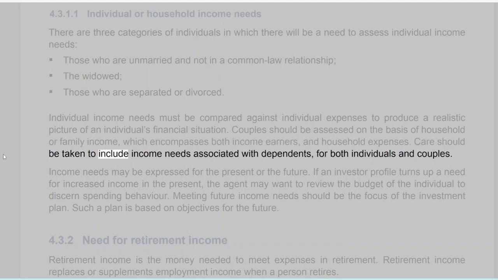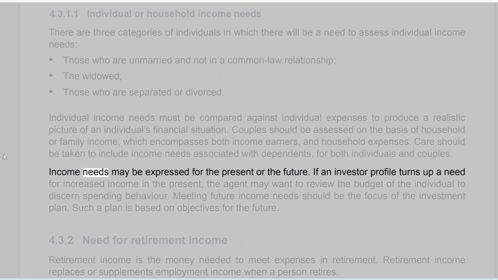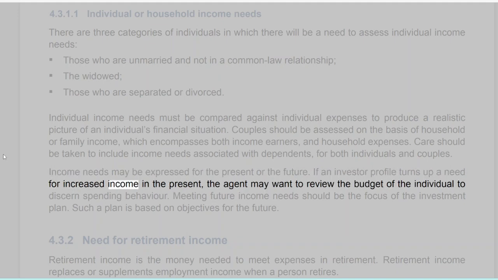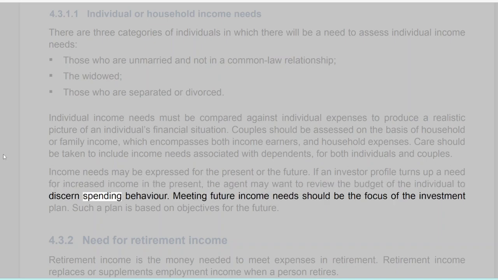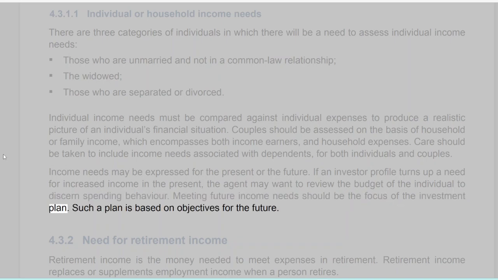Care should be taken to include income needs associated with dependents for both individuals and couples. Income needs may be expressed for the present or the future. If an investor profile turns up a need for increased income in the present, the agent may want to review the budget of the individual to discern spending behavior. Meeting future income needs should be the focus of the investment plan. Such a plan is based on objectives for the future.